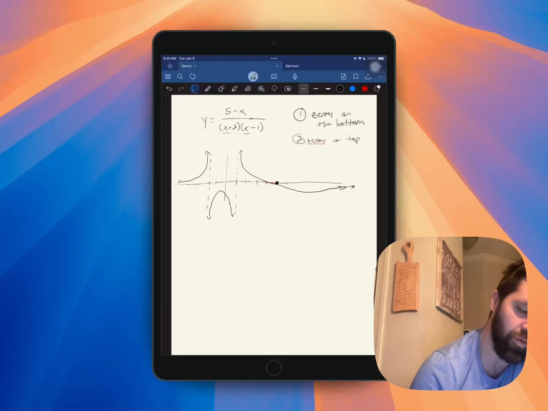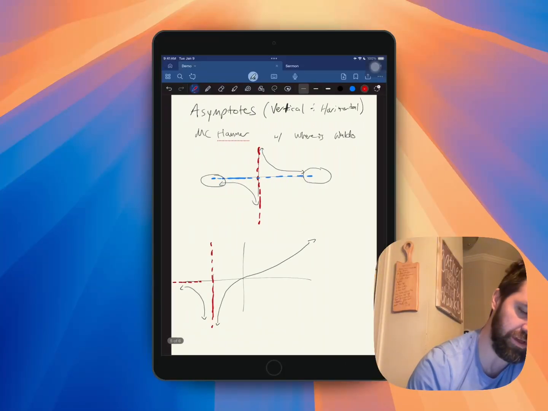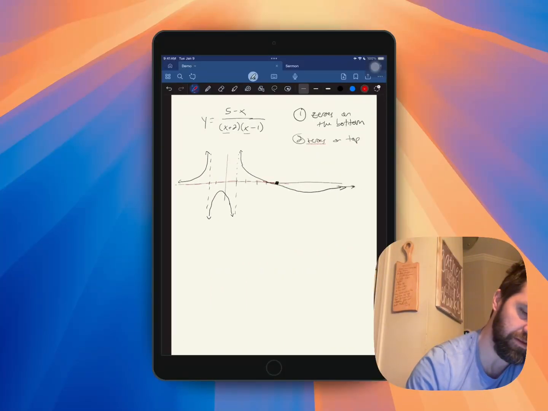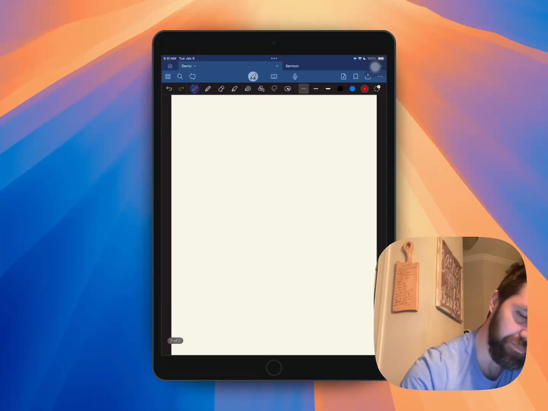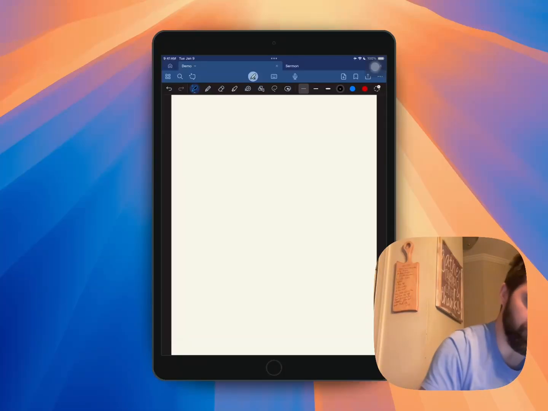So we have figured out what the graph looks like, all from looking at what our asymptotes are vertically, what our asymptotes are horizontally, and then what possible zeros and stuff like that there are. So let's do another one. But I want to show you something else.